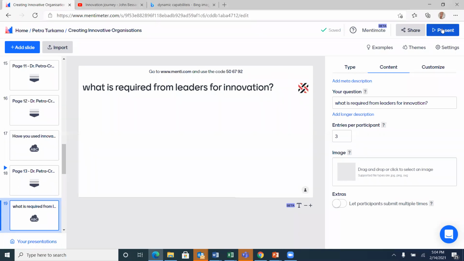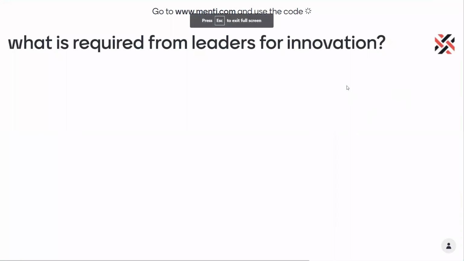Did the Mentimeter stop working? Really? Let's try. I put it in the presentation mode. Maybe now it works again. I was checking into the Q&A, so I stepped out of this. Okay, let's try again. Does Mentimeter work?